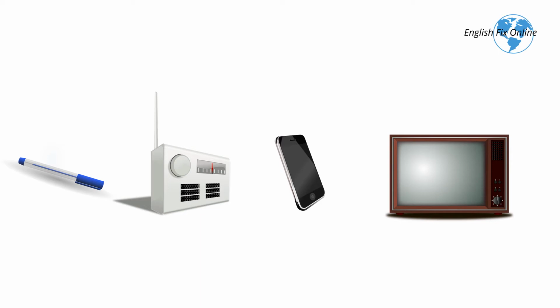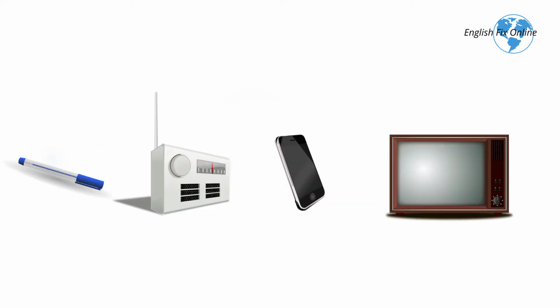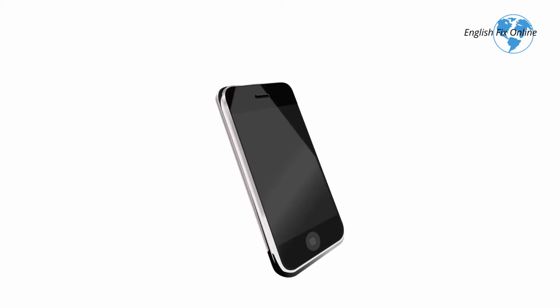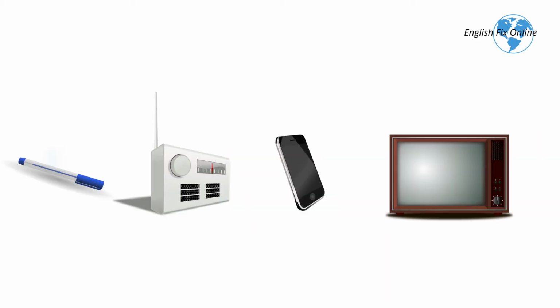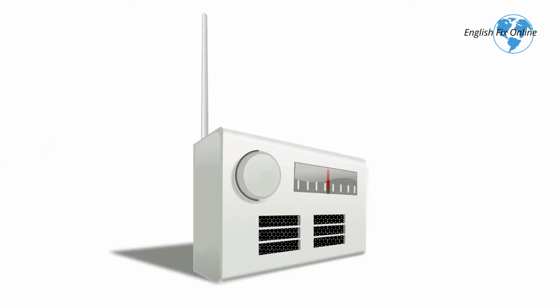Pen, radio, phone, TV. What's missing? The pen. Pen, radio, phone, TV. What's missing? The phone. Pen, radio, phone, TV. What's missing? The TV. Pen, radio, phone, TV. What's missing? The radio.